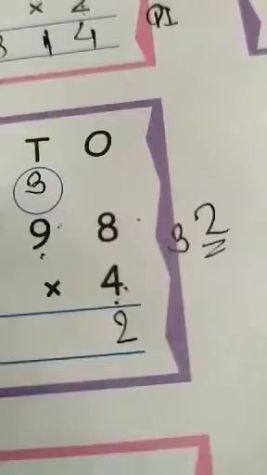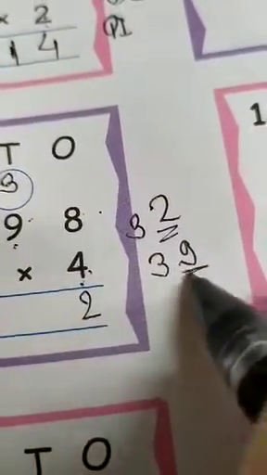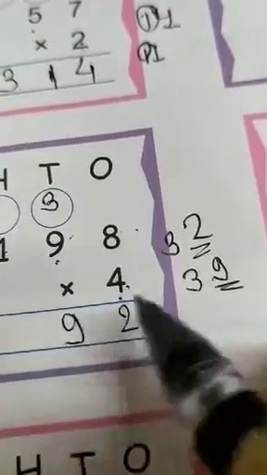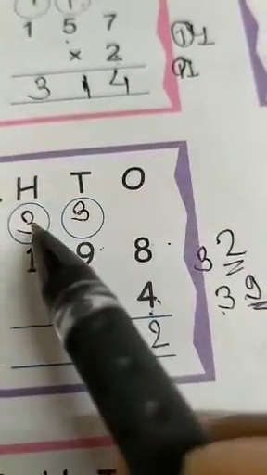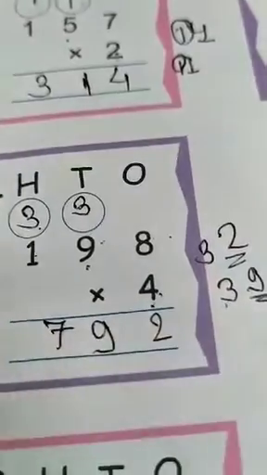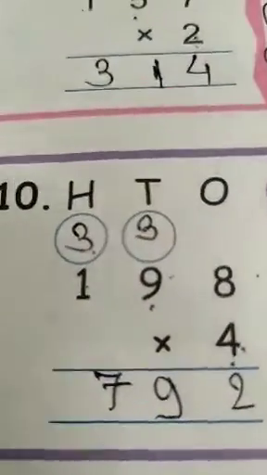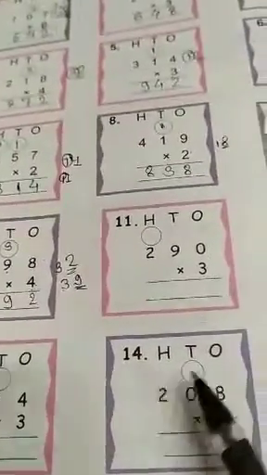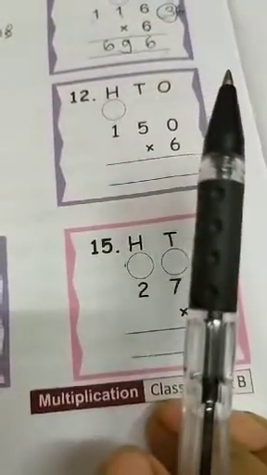So in 39 what happened? See, what will come here? 39. So 9 is downside and 3 goes up. Now 4 ones are 4 and plus 3. So 4 plus 3, 7. Yes. So here we completed up to 10. Now see, in this task, 11, 12, 13, 14 and 15, this you have to do by yourself.